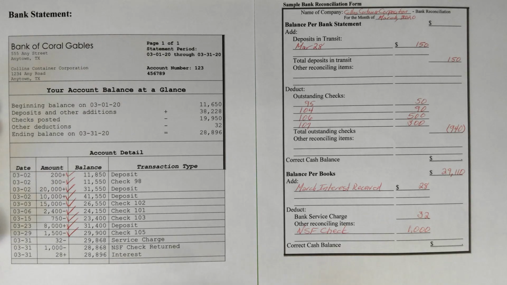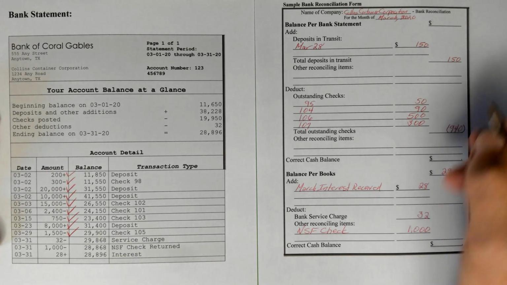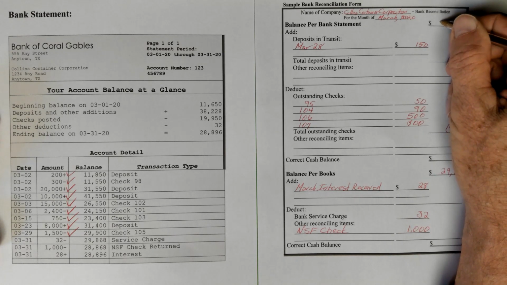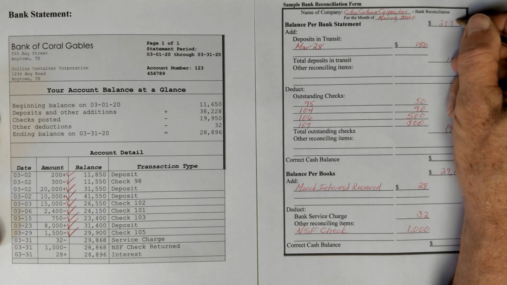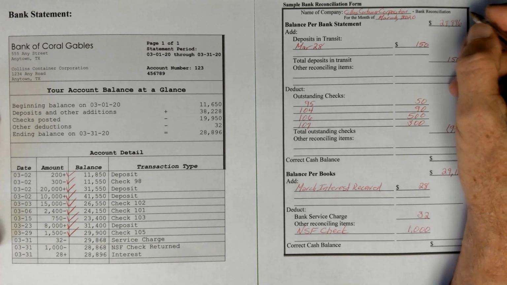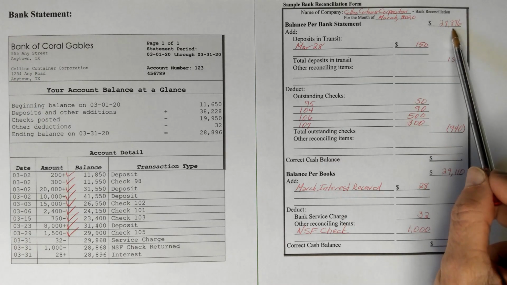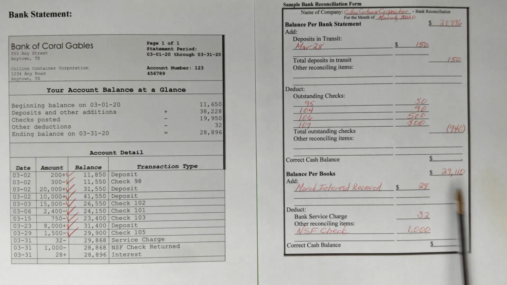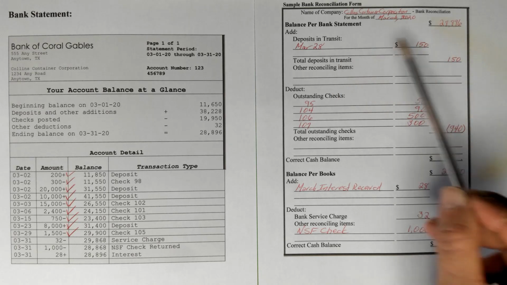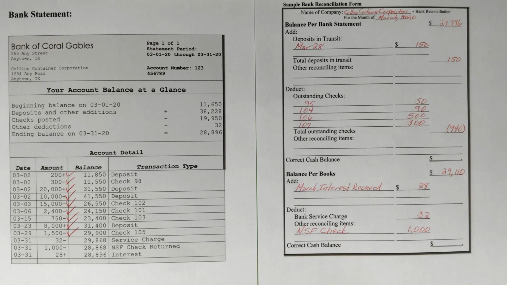Okay, while I've got the bank statement here, let me go ahead and enter the ending cash balance per the bank statement of $28,896. Now that I've got the cash balances per the bank account and per our books, and I've listed all the reconciling items, the bank's reconciling items and our reconciling items, the only thing I have to do is add it up. So let me go ahead and do that next.